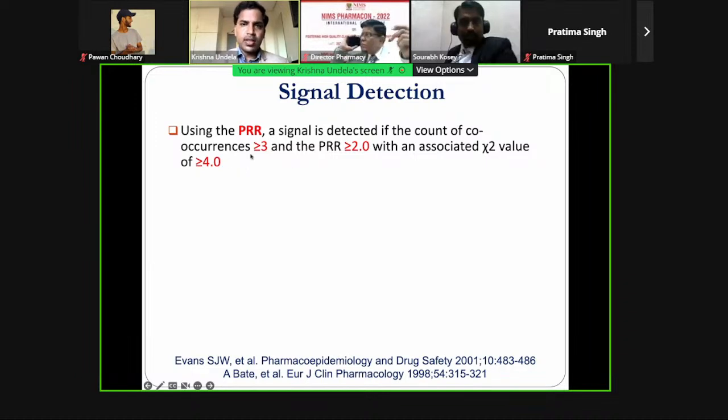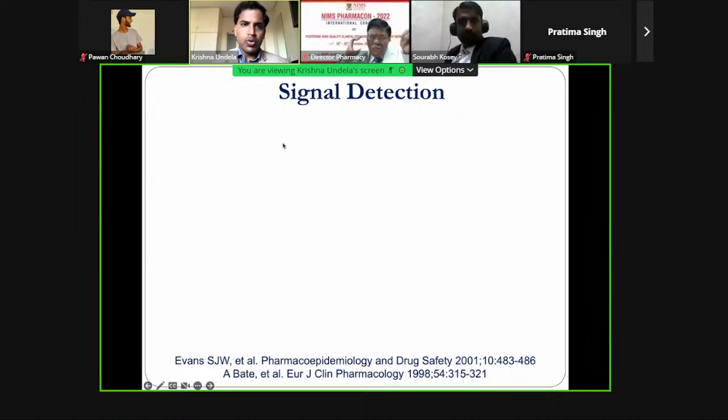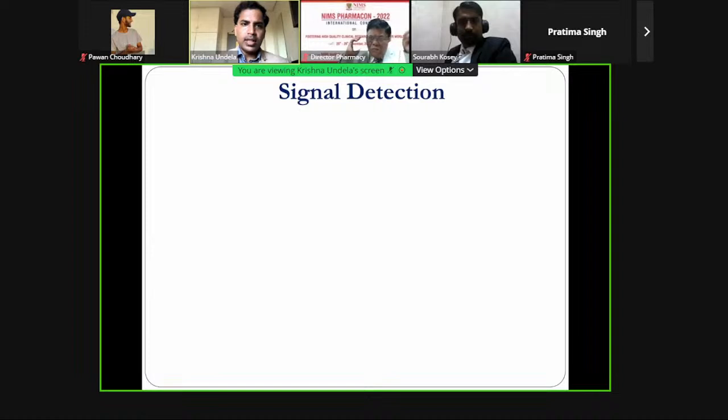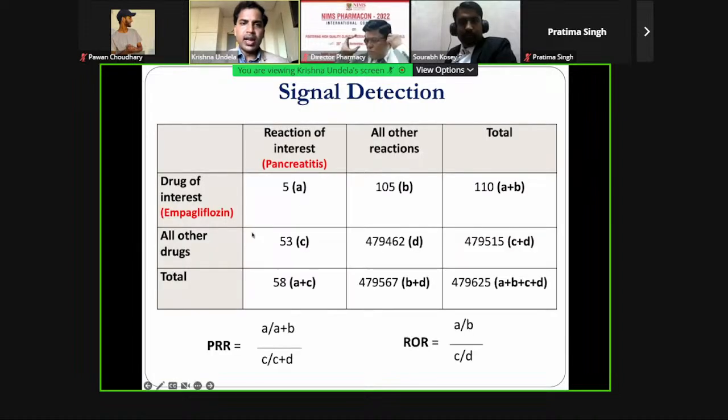The first one here is the count of co-occurrences more than 3. The meaning of count of co-occurrences more than 3 is the number of reactions identified till now exactly on empagliflozin for pancreatitis, that is A. So this number should be more than 3 at least to say that the signal is identified between the drug and reaction.